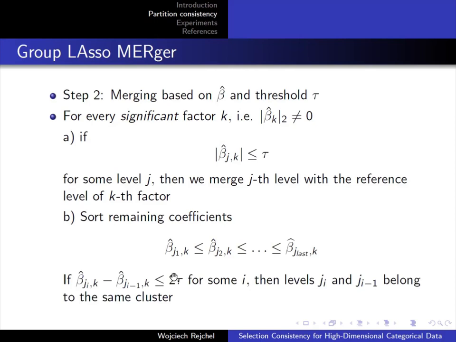And then you do a very easy task. You take two consecutive estimators and you check if the difference between them is smaller than twice tau. If this is smaller, then it means that these two levels should belong to the same cluster. And that's all. In the proof of the theorem, we confirm that such a rule is enough to find the true model.